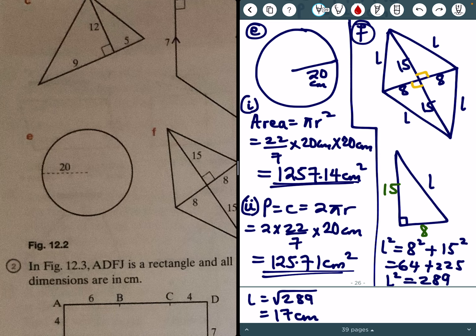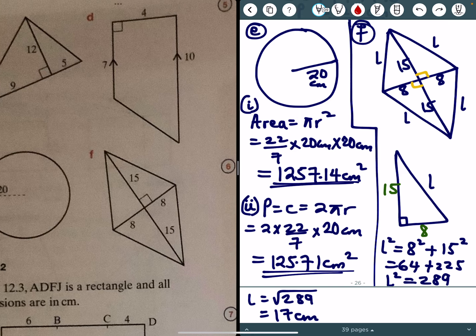E is a circle, radius 20 centimeters here. So the area is pi r squared. That's simple, 1257.14 centimeters squared. But the perimeter of the circle is the same as its circumference. You start at a point, go around, come back to that point. The length of that line I just drew is the circumference or perimeter of the circle, which is 2 pi r. That gives what? This.